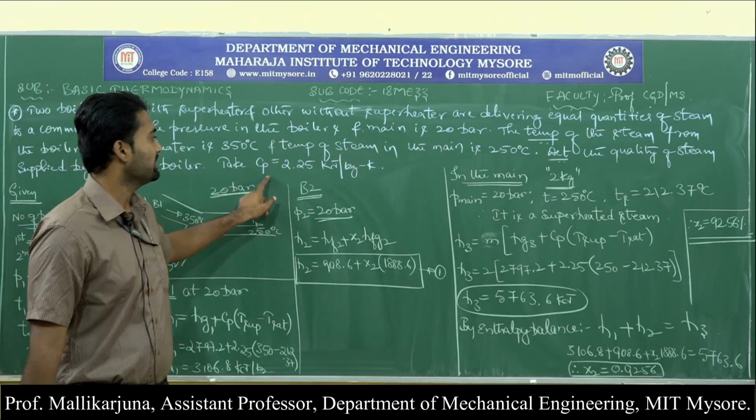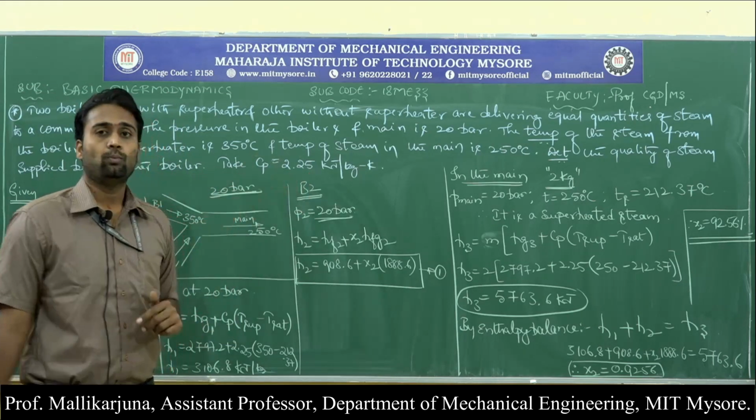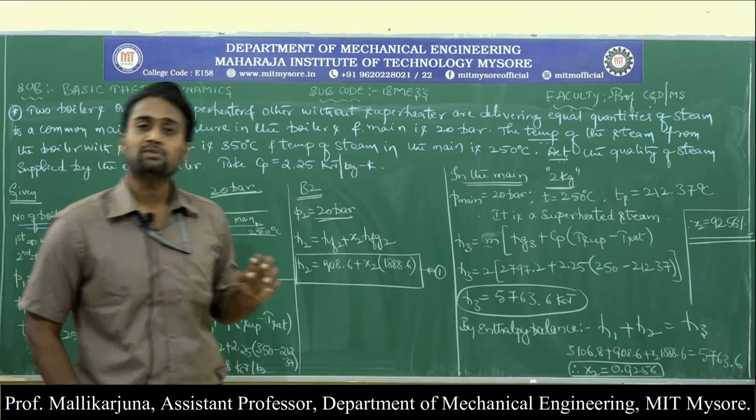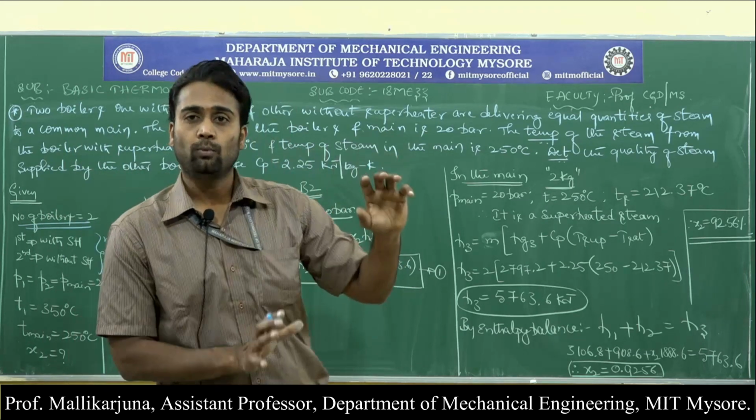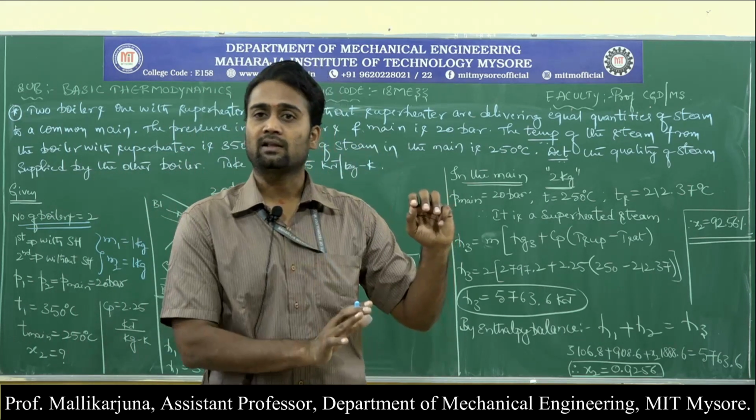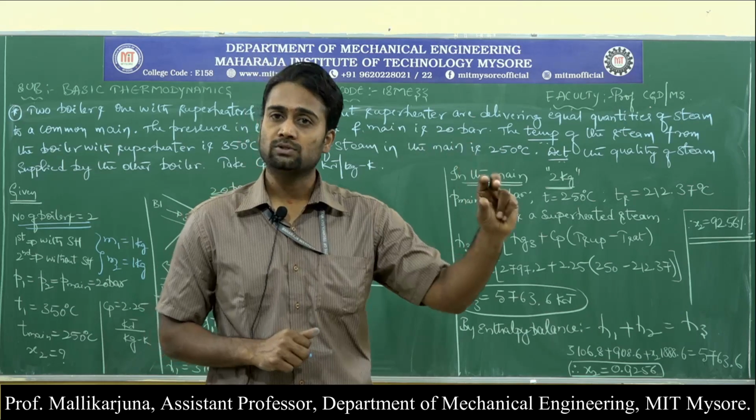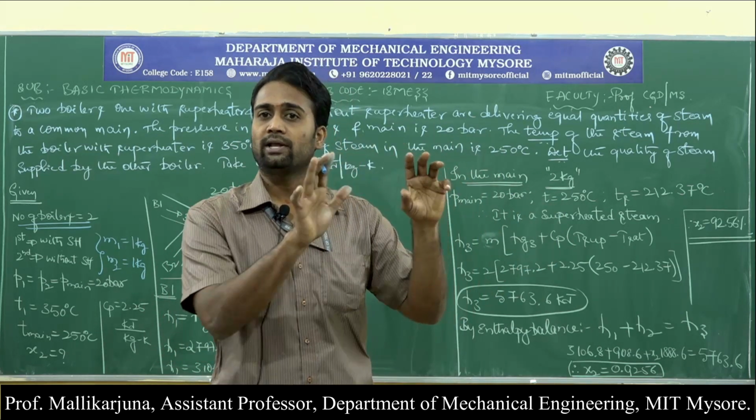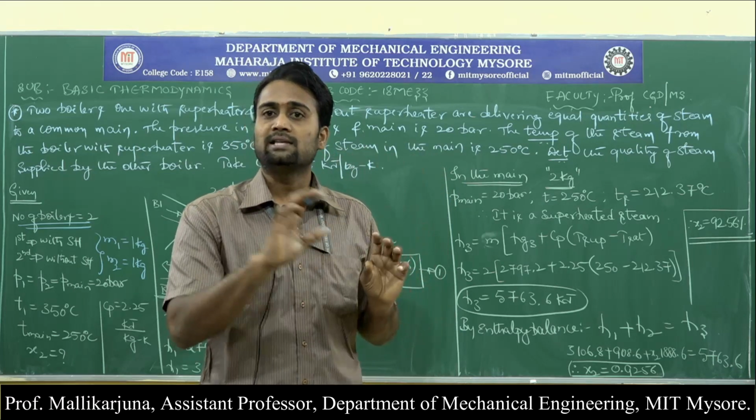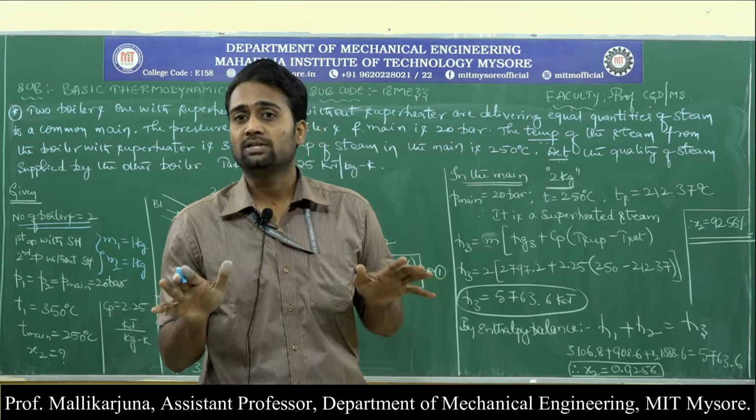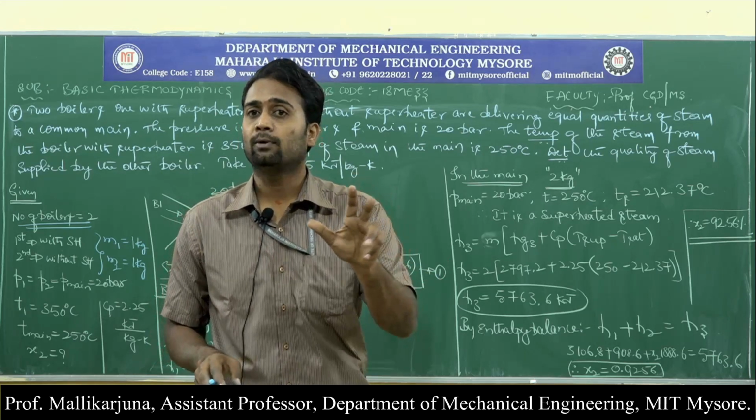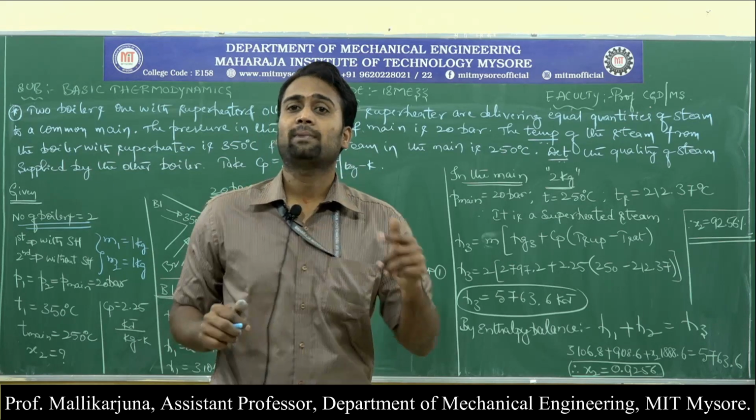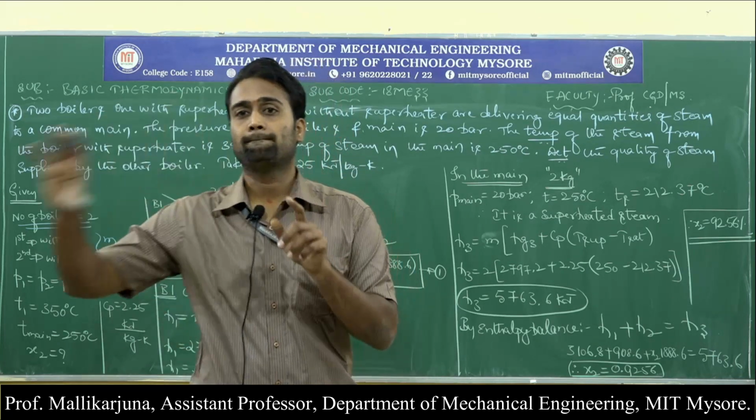They have given the specific heat of the steam as 2.25 kilojoules per kg Kelvin. So the problem is very clear to us. There are two boilers, one with a superheater, another one without a superheater. The purpose of the superheater is to produce the superheated steam, so the first boiler is supplying superheated steam. The second boiler's temperature is not mentioned, but we know the pressure with which it is operating. We need to find the quality of the steam supplied by the second boiler to the mains.